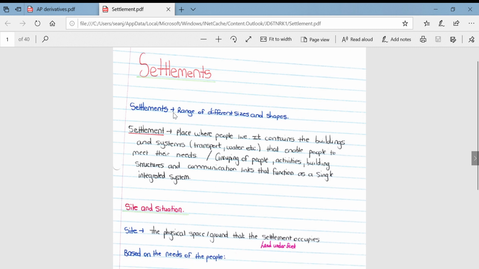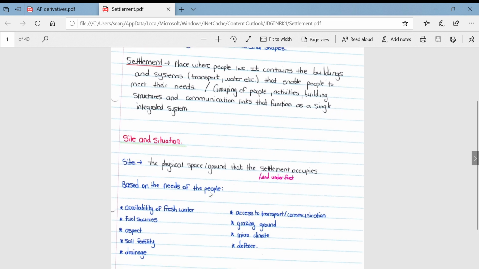Settlements come in a range of different sizes and shapes. The exact definition of a settlement, and the one you should use, is a place where people live. It contains the buildings and systems that enable people to meet their needs. It is a grouping of people, activities, building structures, and communication links that function as a single integrated system.